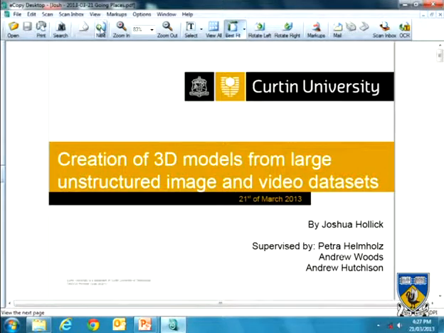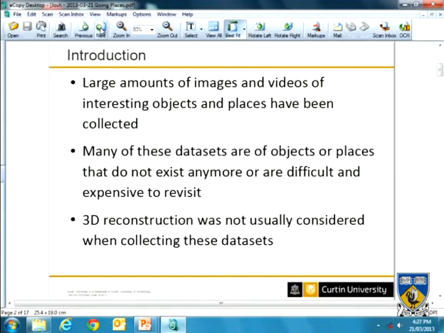I've been working on creating 3D models out of rather large unstructured data sets. I've been doing my work at Curtin University over the university holidays. The data sets that we're interested in here are often very large and of interesting objects that sometimes we can't go back and revisit, or are very expensive to revisit. The other characteristic of some of these data sets is they were taken years ago, maybe 5, 10 years ago, where 3D reconstruction wasn't considered when they did it. However, with some advances in technology, we can look at that now.